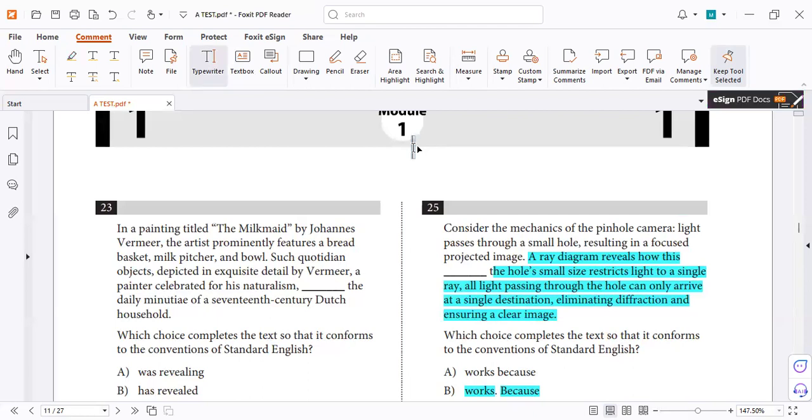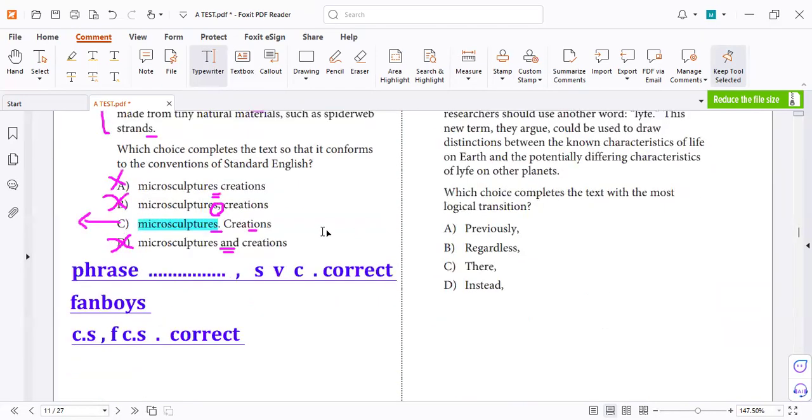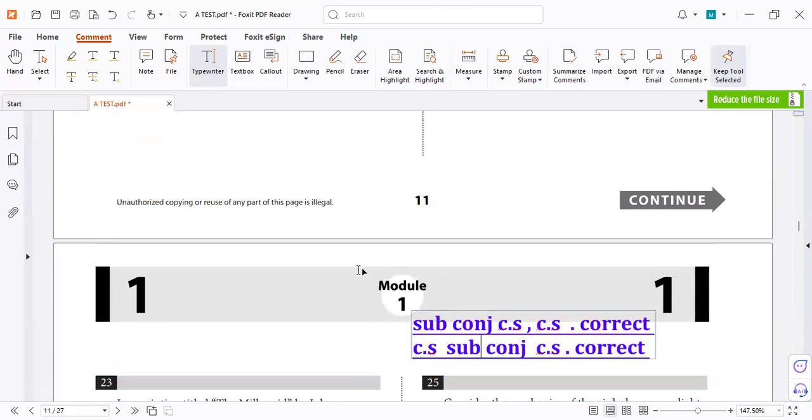Complex sentence means we can use a subordinating conjunction at the beginning. So: subordinating conjunction, complete sentence, comma, complete sentence, full stop. That is correct. We can also use the subordinating conjunction in the middle, like that, and then a complete sentence, full stop. That is correct. What's the difference? If you use the subordinating conjunction at the beginning, you need a comma between the two clauses. If you use it in the middle, it must be without a comma. Catch it? If you want to use a comma, it must be this way. This is the simple difference. This is called the complex sentence.